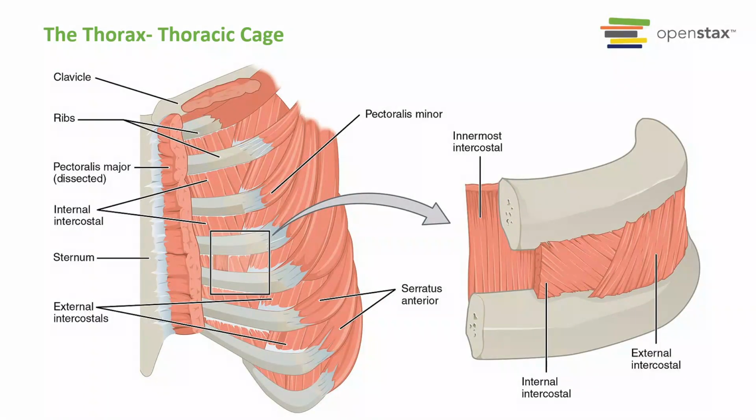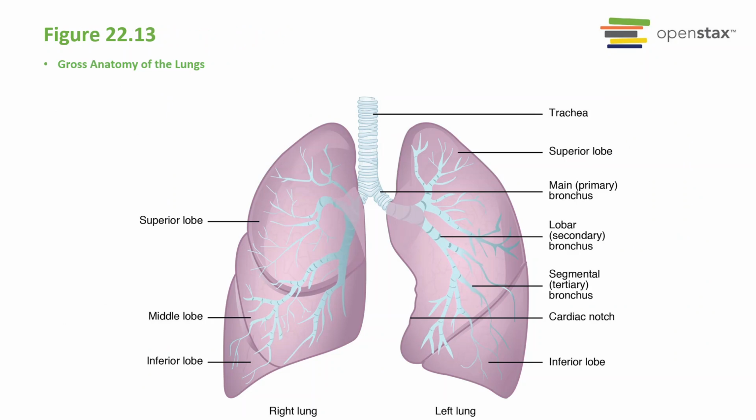So once again, this structure is going to play a major role when it comes to both inspiration and expiration, or bringing air into the lungs and then being able to expire or get rid of that air as well. Now you can see an image looking at the gross anatomy of the lungs. So now we're going into a little bit more detail.